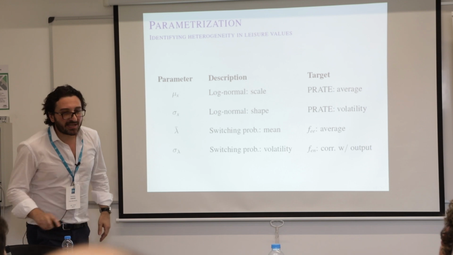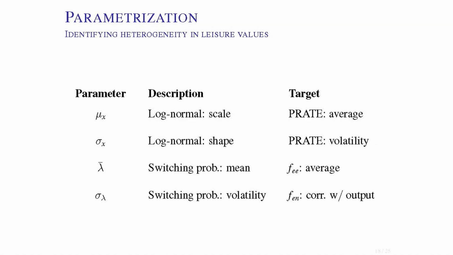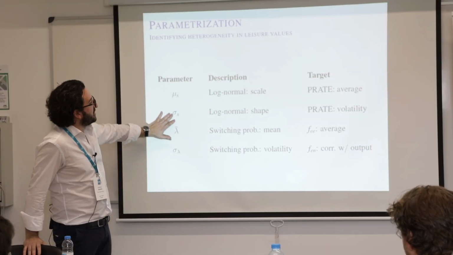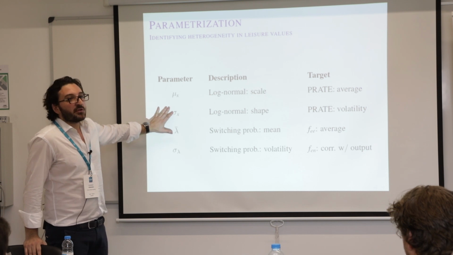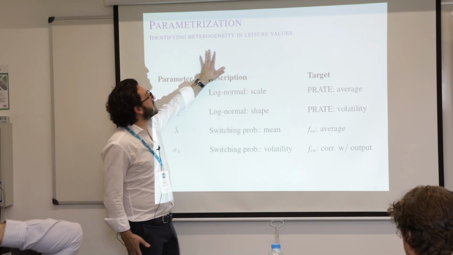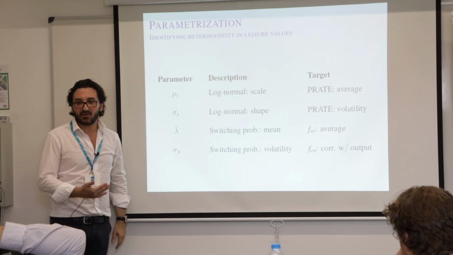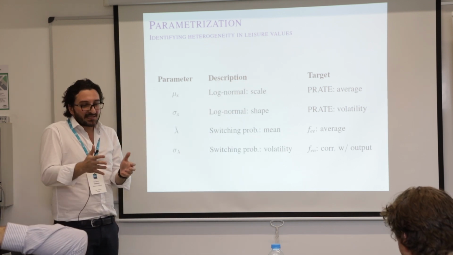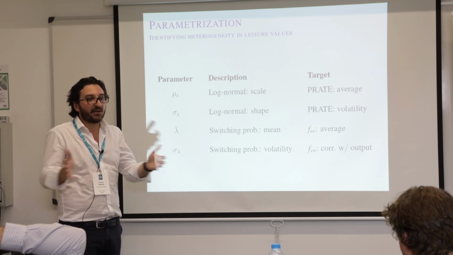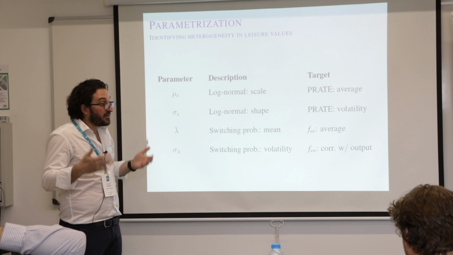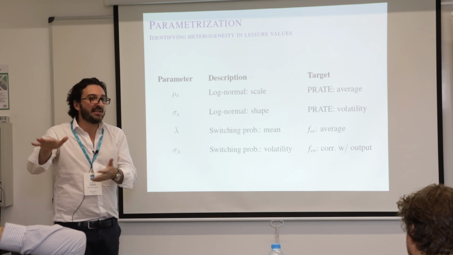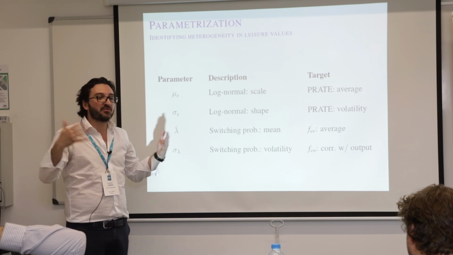Now, how much time do I have? 15. Okay. So the model has 21 parameters. I don't want to discuss all of them. I would happily discuss over coffee or lunch. I just want to discuss these and get your feedback. What is really important for the model is to identify the distribution of the leisure values of the individuals. That's because the mass of people at the margin between participating and non-participating is key for the model to replicate the volatility of the participation rate and the average participation rate in the data.